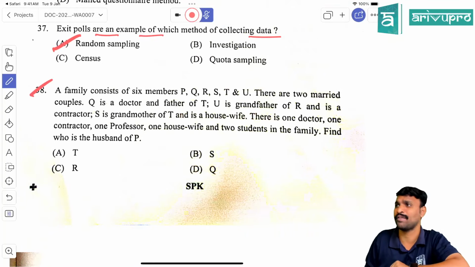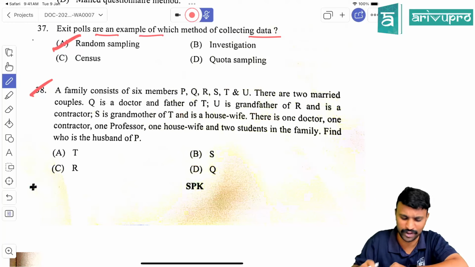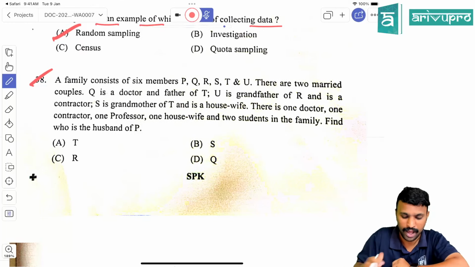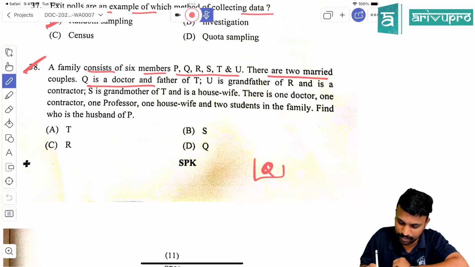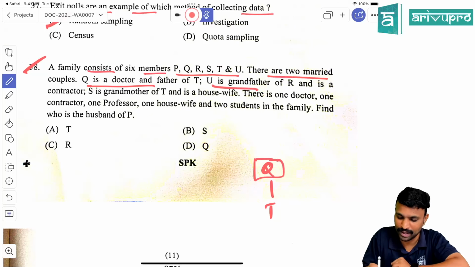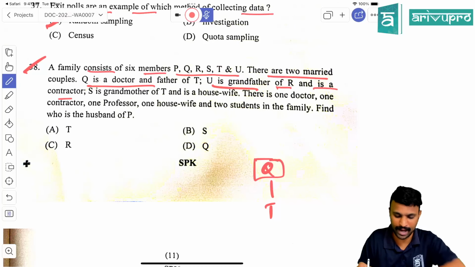This kind of question I have solved almost a similar kind of a question in the marathon. A family consists of 6 members, P, Q, R, S, T, U. There are 2 married couple. Q is a doctor and father of T. Father means male. Father of whom? T. So T should be below. U is a grandfather of R and is a contractor. We cannot locate U and R as of now.